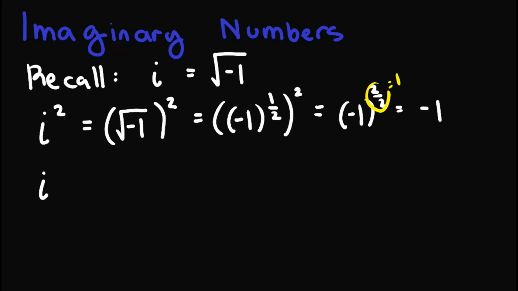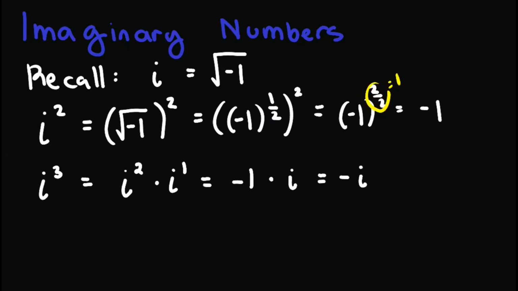For i cubed, observe that i cubed, we can write this one as i raised to 2 times i raised to 1. This is by laws of exponents. Since we know that i squared is equal to -1, then we have here -1 times i raised to 1 is simply i. So we'll have here -i. So this one is equal to -i.